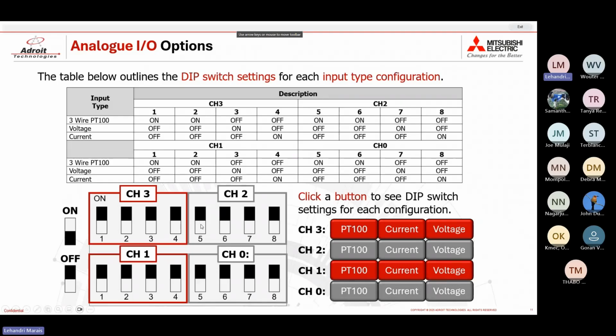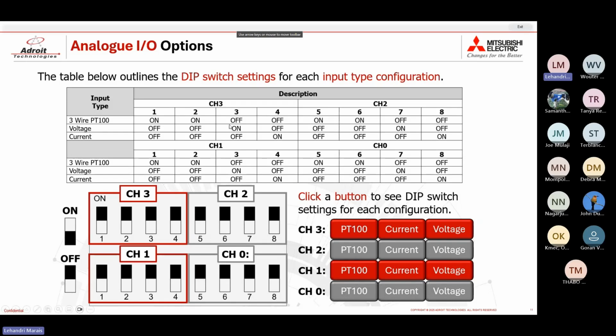So as you can see, here's the layout. The top row 1 to 8, the bottom row 1 to 8. 1 to 4 for the bottom row is channel 1, 1 to 4 for the top row is channel 3, 5 to 8 for the top row is channel 2, 5 to 8 for the bottom row is channel 0.